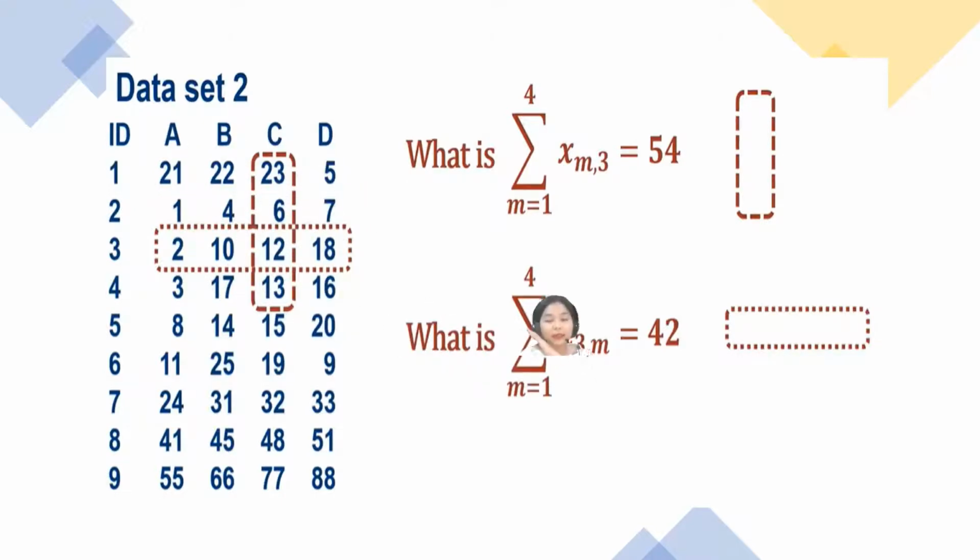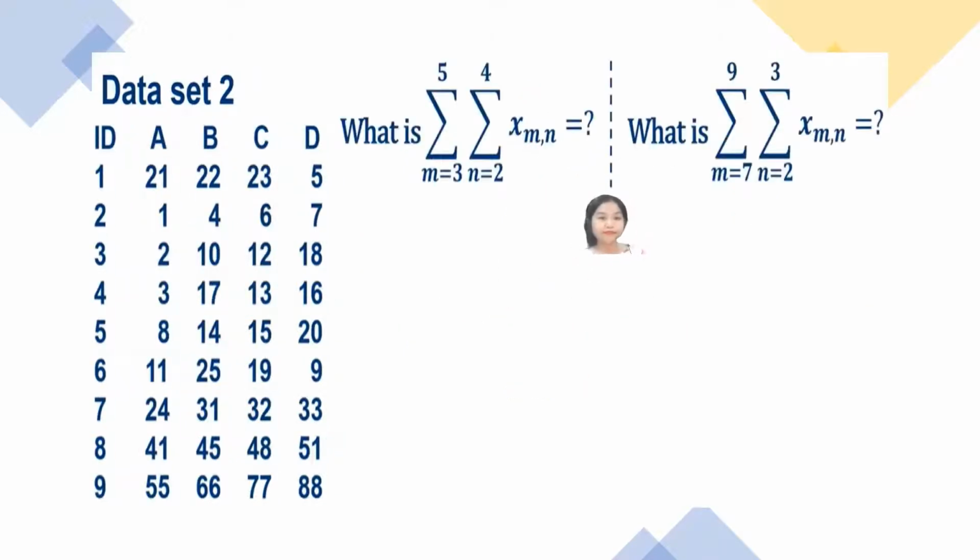For the second summation, it's summation of X3M as M goes from 1 to 4. So here, we are only limited to using the datasets found in the third row. But the column ranges from the first column to the fourth column, the values. I'm referring to the values. So this is the rectangle represented by the dotted line, and it's equal to 42.